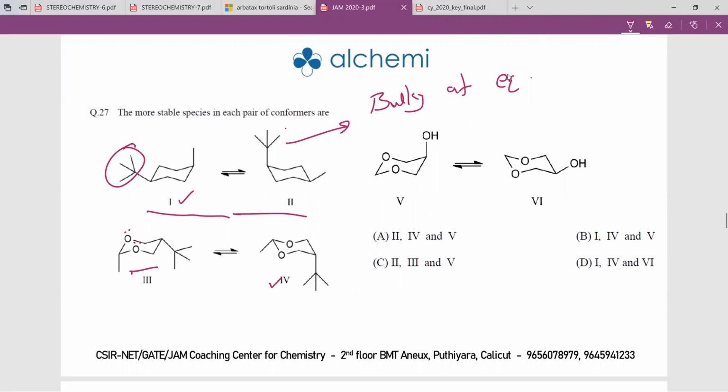Now we compare fifth and sixth one. In this case, we have OH here at the substitution position. If OH comes and we have an oxygen or heteroatom present in the ring, there is a chance of hydrogen bonding. In the fifth case, there are possibilities for hydrogen bonding. In the sixth case, there is no hydrogen bonding possible. So fifth one is the stable situation. So the answer will be 1, 4, and 5. Option B is the correct answer.